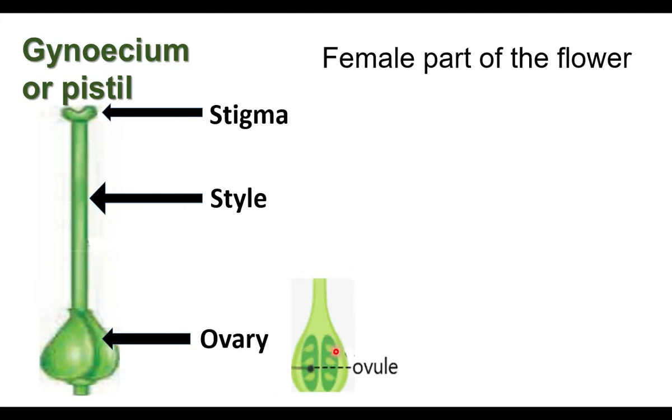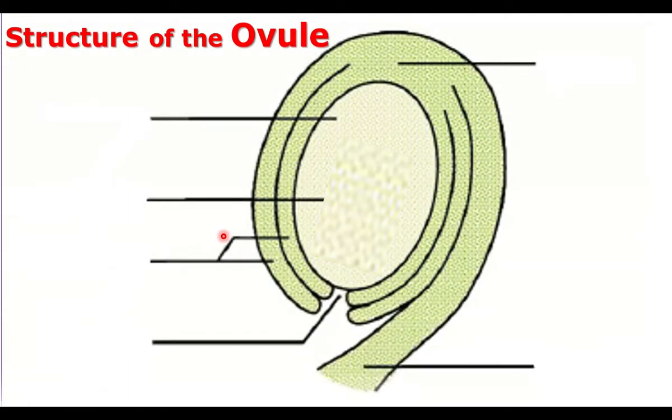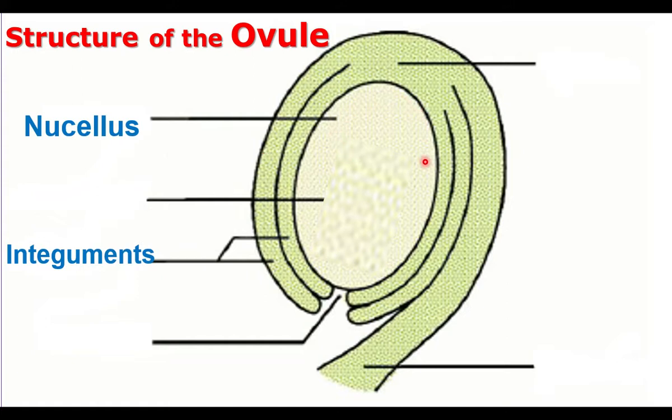Now let us see the structure of the ovule in detail. The ovule has a central important part, the nucellus. Nucellus is the important part because it is a nutritive tissue. The central nucellus is covered by two integuments. Integuments are coverings. This is the outer integument, this is the inner integument. The integuments leave an opening called the micropyle. Opposite to the micropyle, the end is called the chalaza.